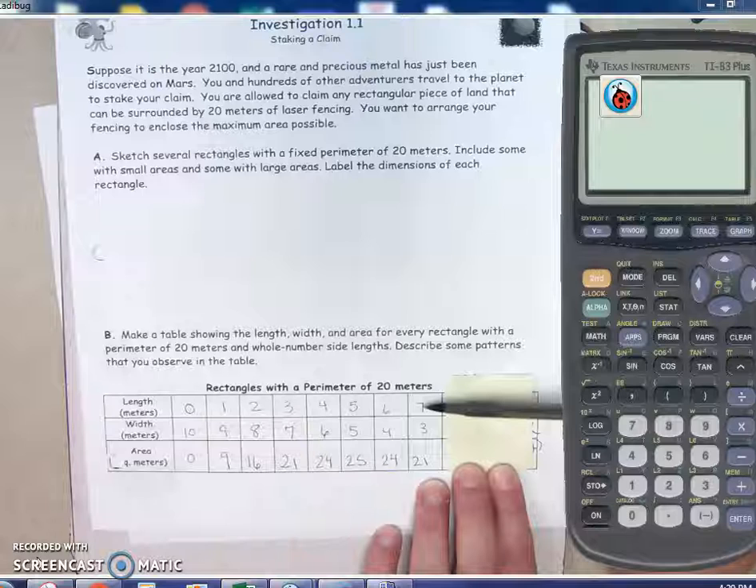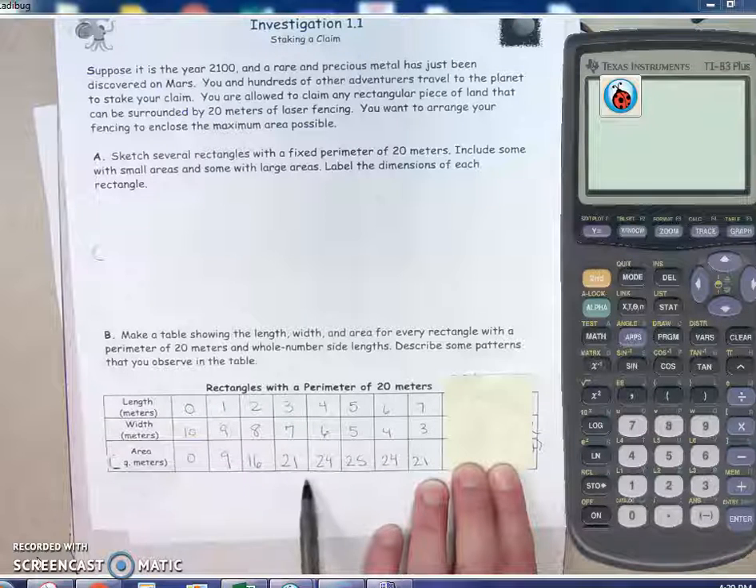So these are all whole number lengths, and here are all the areas. The areas start at 0 and then start increasing: 9, 16, 21, 24, 25. But then once you get to 25, notice the numbers start to decrease.